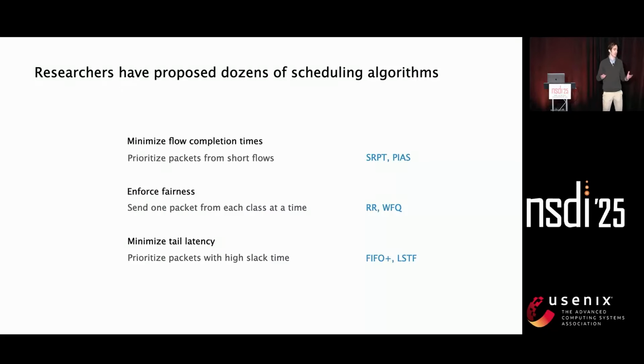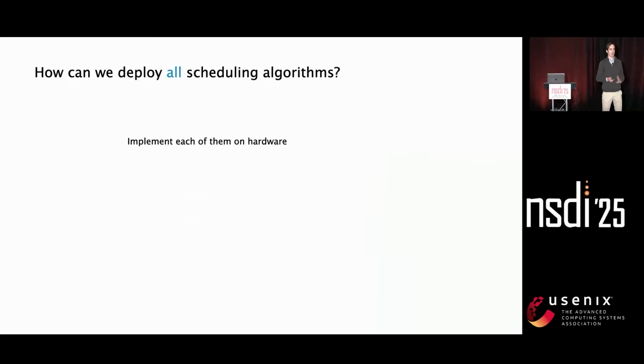So over the last years, researchers have come up with all sorts of scheduling algorithms trying to optimize for these performance objectives. We have algorithms trying to minimize flow completion times, algorithms trying to minimize tail packet latencies, and algorithms trying to enforce fairness between tenants in the networks. So the obvious question comes to mind, which is how can we deploy all these scheduling algorithms on hardware?